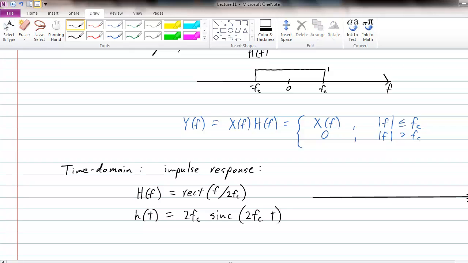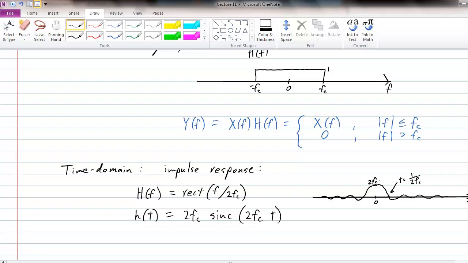There's time, and what we have here is something that looks like this. There's 0, and the first crossing happens at 1 over 2fc. So that's at t equals 1 over 2fc. Okay, so we have some sinc, and I guess the scaling of this is 2fc. Okay, so this is the impulse response of our system.